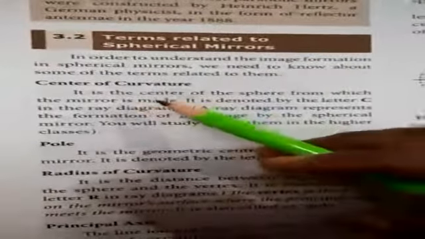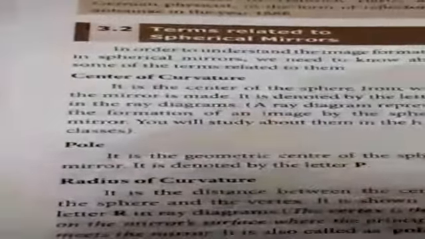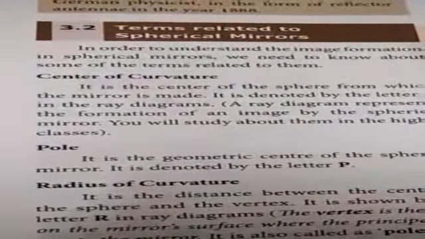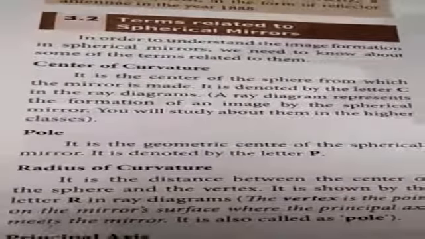First, center of curvature. It is the center of the sphere from which the mirror is made. It is denoted by the letter C in the ray diagrams. So when you consider the diagram, here is the C, the center of curvature. From the sphere, it is marked at the center. So it is called the center of curvature. A ray diagram represents the formation of an image by the spherical mirror.